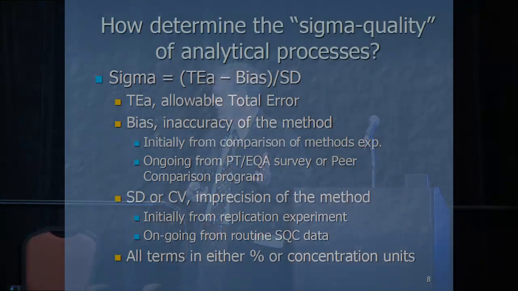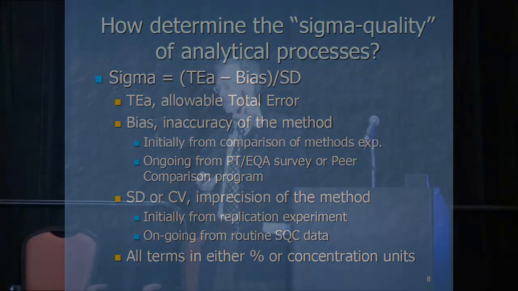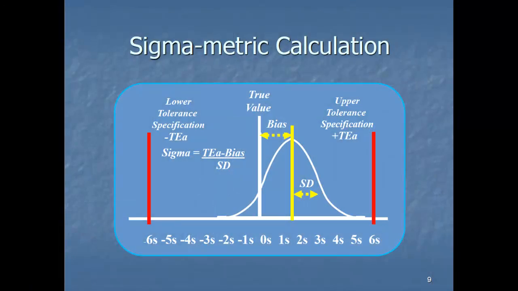How do you determine sigma itself? Well, the calculations are that simple equation. You have to define the total allowable error, you have to estimate the bias, you have to estimate the SD or CV. You have to use either all of these in percentage units or concentration units. Now, I'm going to give you a rationale for the sigma calculation.